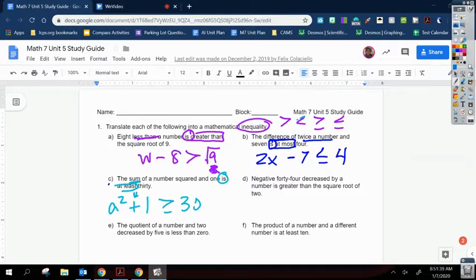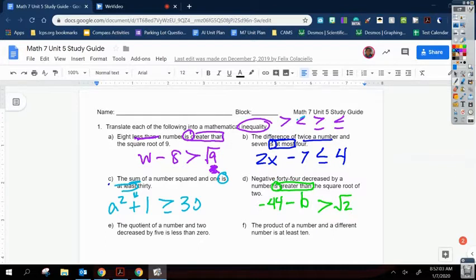D, negative 44 decreased by a number is, but is greater than the square root of 2. So is greater than the square root of 2. I like to do that part first. Then I come back to the other part. Negative 44 decreased by a number, let's say b in this case, is greater than the square root of 2.